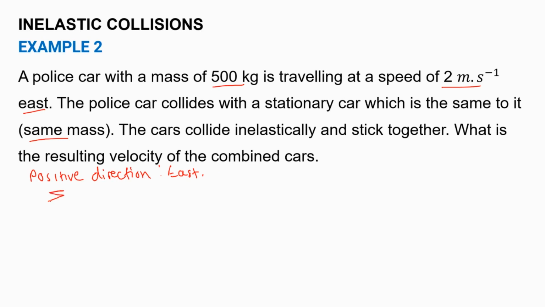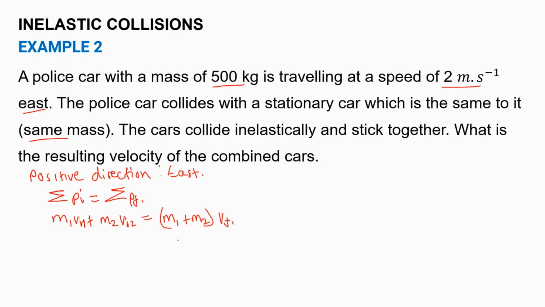So the total initial momentum is equal to the total final momentum. Mass of car 1 times its initial velocity plus mass of car 2 times its initial velocity is equal to, now these two combine and form one thing, which is going to be mass of car 1 plus mass of car 2, and then final velocity. That is the final momentum there, right?